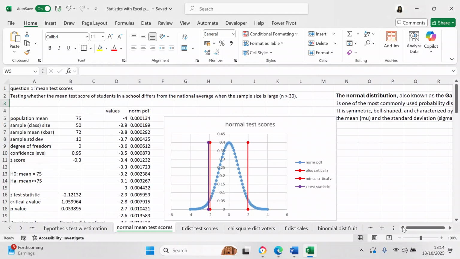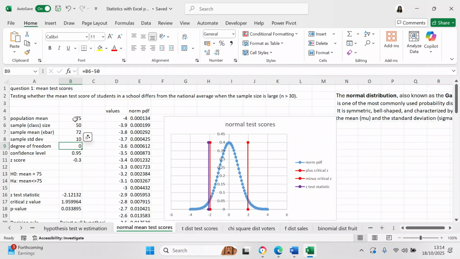So we're going to go through a practice question for the normal distribution covering the mean test scores. We're going to test whether the mean test scores of students in a school differs from the national average when the sample size is large, being n is greater than 30. The population mean is 75, the class size is 50, and the sample mean x bar is 72. So the sample mean is 3 points lower than the population mean. Sample standard deviation is 10.